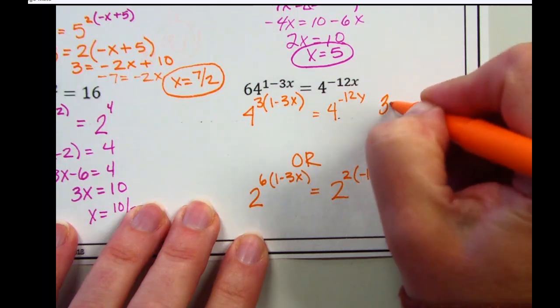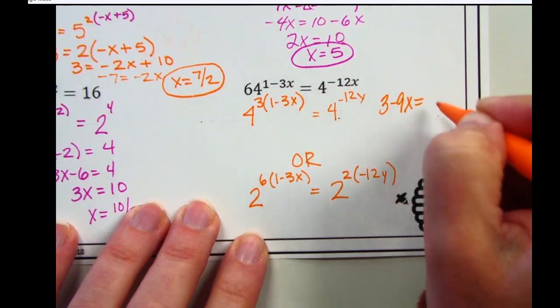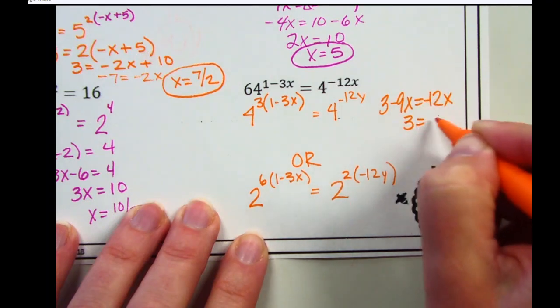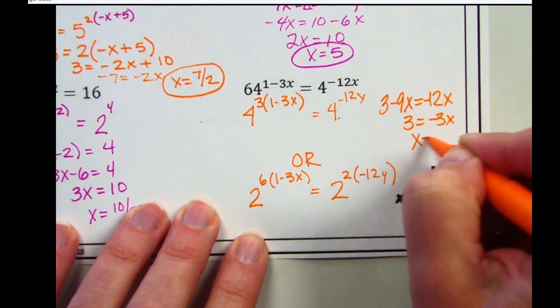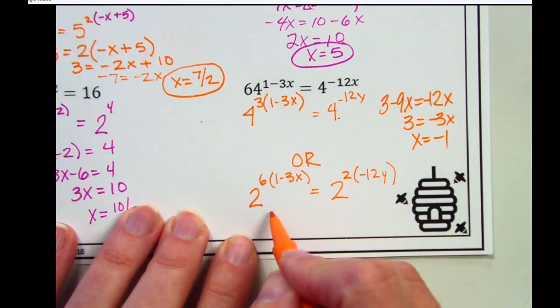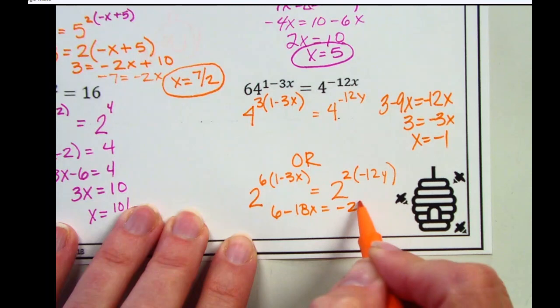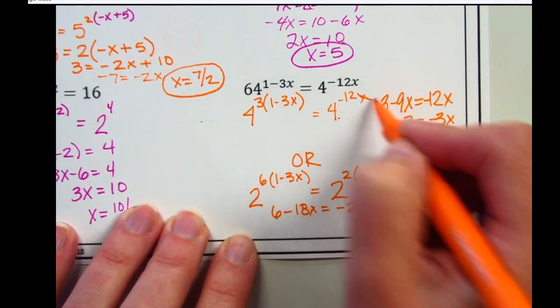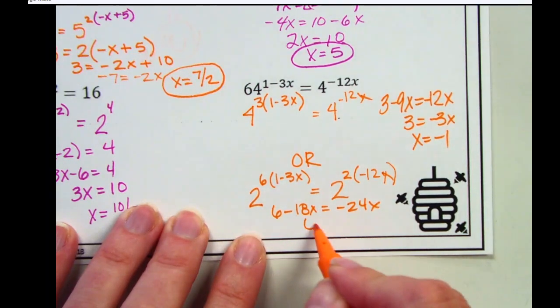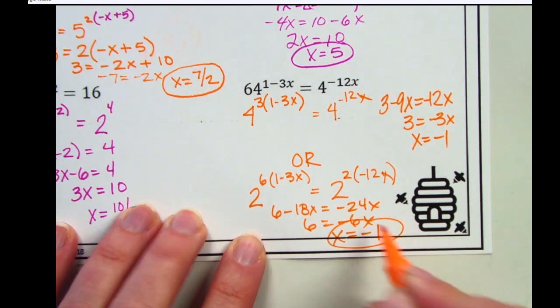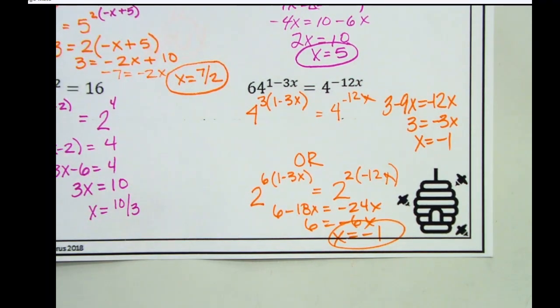We will get the same answer either way. Here's a 3 minus 9x equals 12x. Negative 3 equals negative 3x, so x is negative 1. Let's see if I get the same thing. 6 minus 18x equals negative 24x. 6 equals negative 6x, so x is negative 1. Either way. So don't be worried if you're doing it differently than your neighbor.